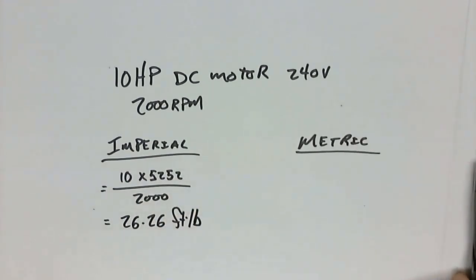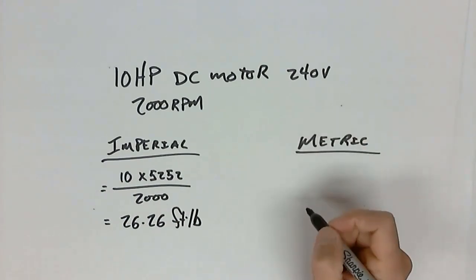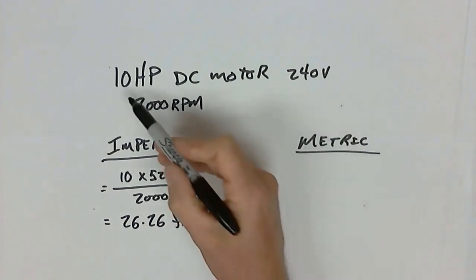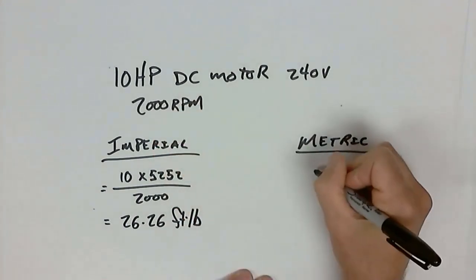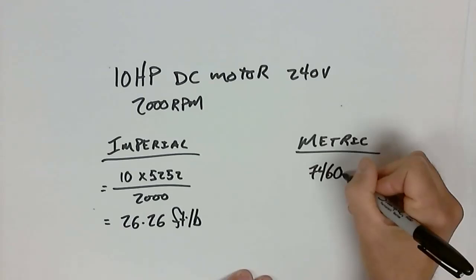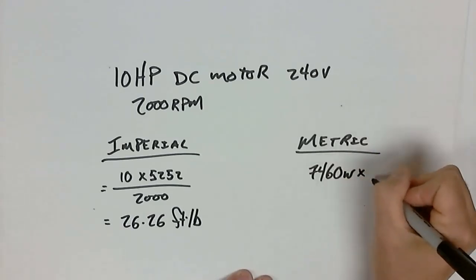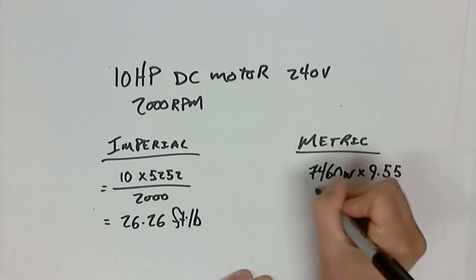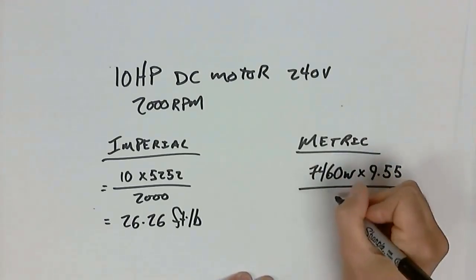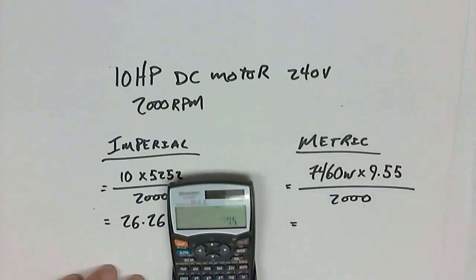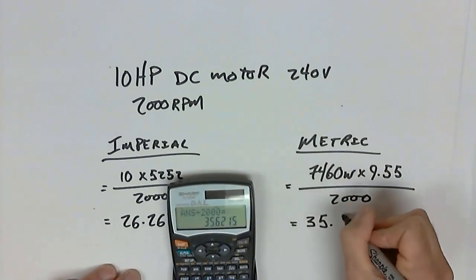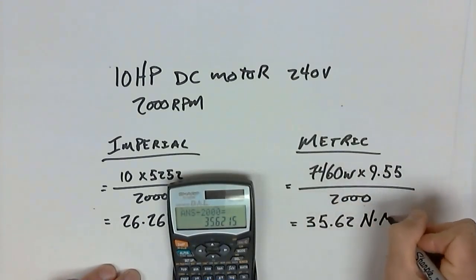foot-pounds worth of torque. If we were to do the metric calculation for this, it would simply be, well, 10 horsepower times 746. So that would be 7460 watts, right? Times 9.55, all divided by the RPM 2000. So same idea, 7460 times 9.55 equals, divided by 2000, 35.62 Newton meters.